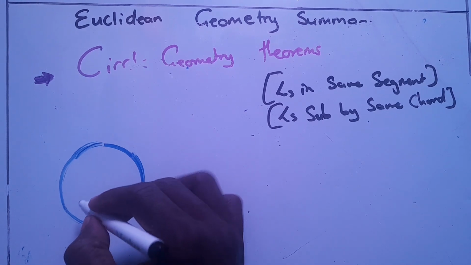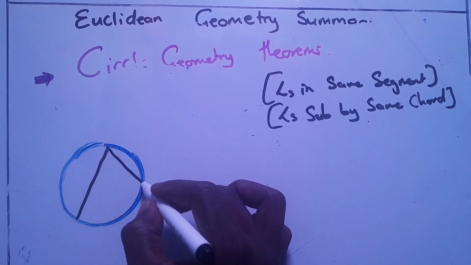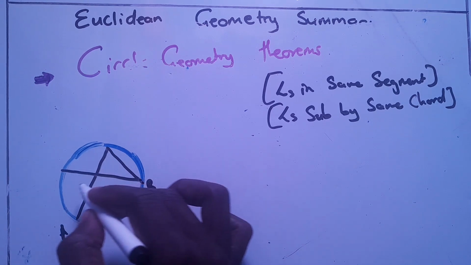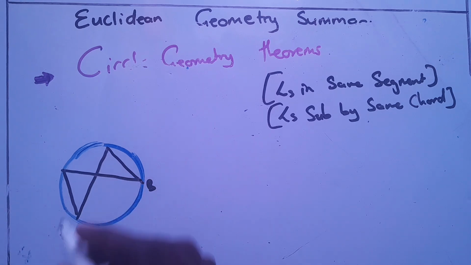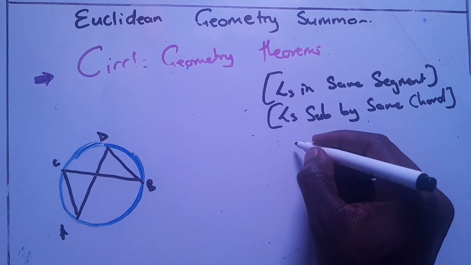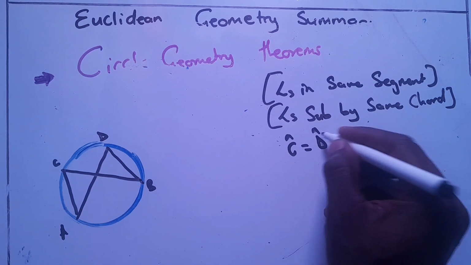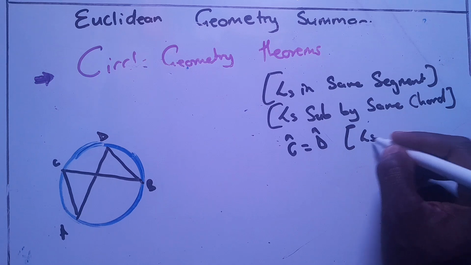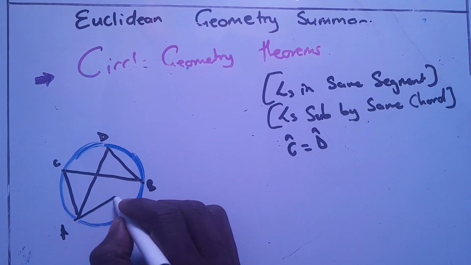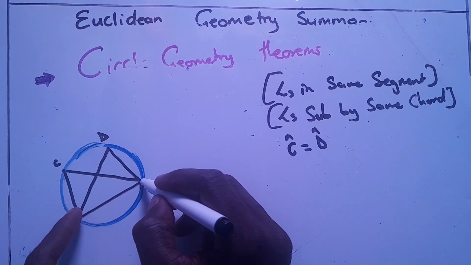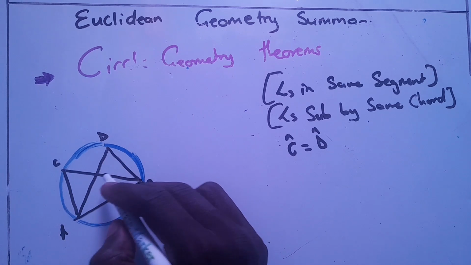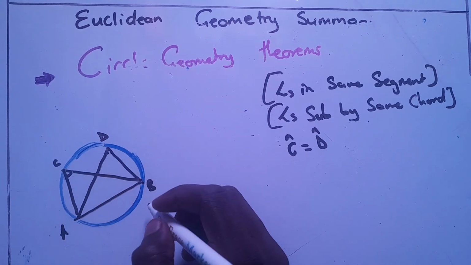Now if we have a situation like this, we can see that our chord AB is subtending angle C and angle D there. So we can quickly say our angle C is equal to our angle D, because these are angles in the same segment, or angles subtended by the same chord. The chord that we're talking about is AB. If we follow AB, it will give us D there, and if you also follow AB, it will give us C there. So those are angles in the same segment and they should be equal.